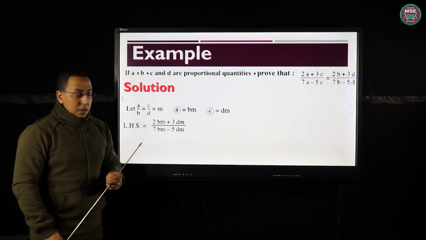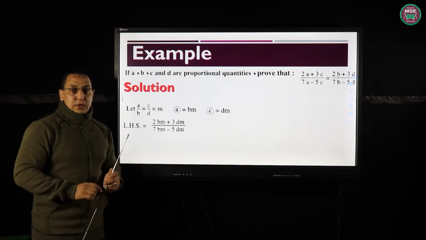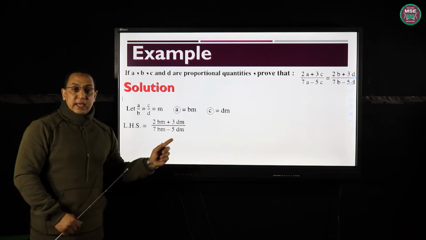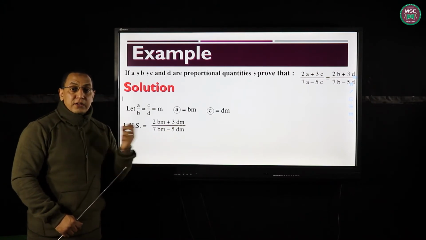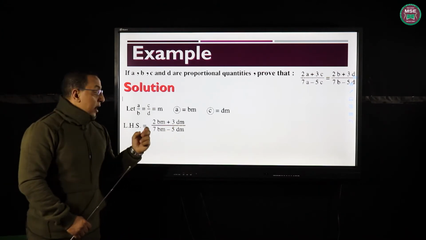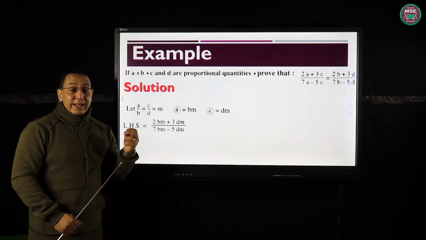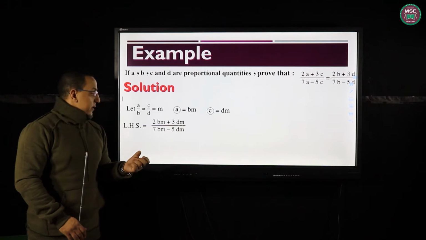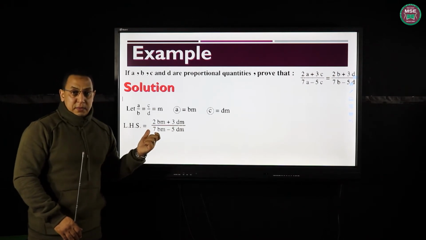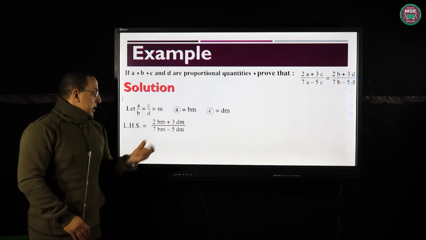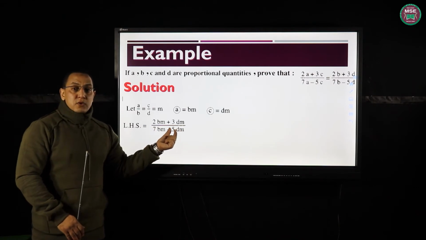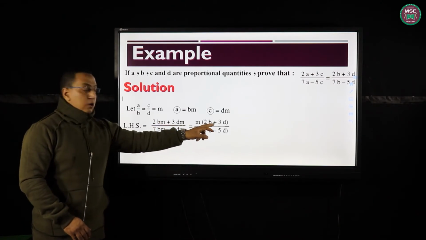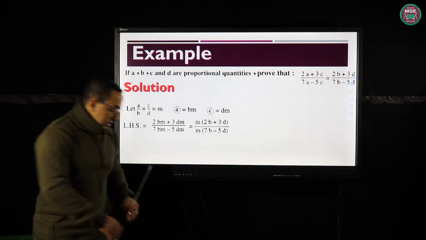Okay, by looking at the numerator, I have now 2bm and 3dm. They are unlike terms, so I can't add them. So what am I going to do? I'm going to take a common factor from them. What's the common factor here? Here I have bm and dm, so I'm going to take m as a common factor like this.